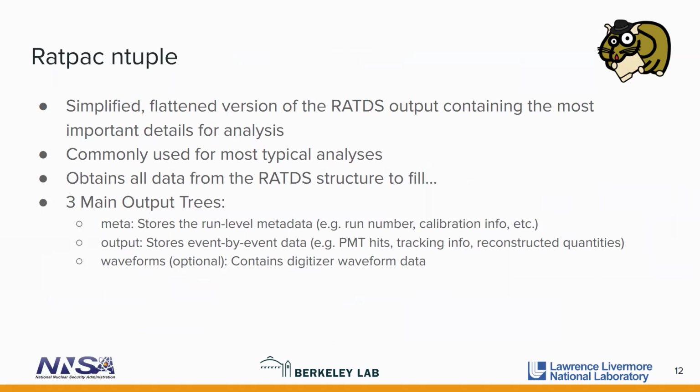All of the data that is in the ntuple comes from the ratDS structure. The processor obtains all of the data from the structure to fill three main trees. There's the meta tree, which stores the run level metadata, things like run number or calibration info. There's the output tree, which stores the event by event data, like PMT hits, tracking info, or reconstruction quantities. And then there's also an additional optional waveform TTree to contain the digitized waveform data.